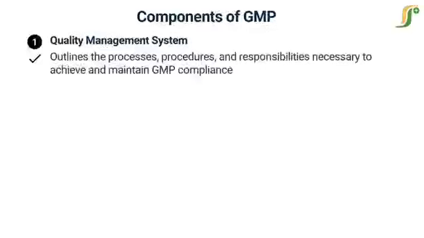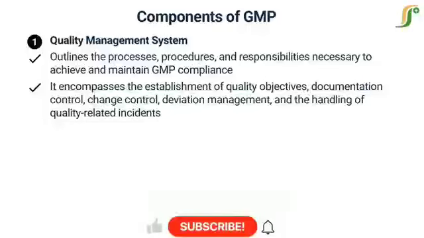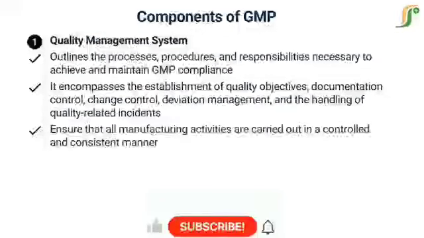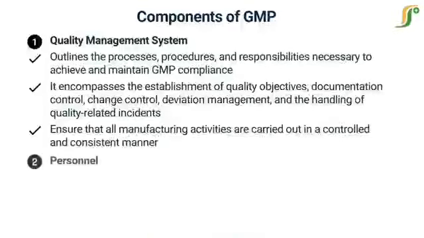The Quality Management System is a comprehensive framework that outlines the processes, procedures, and responsibilities necessary to achieve and maintain GMP compliance. It encompasses the establishment of quality objectives, documentation control, change control, deviation management, and the handling of quality-related incidents. The QMS provides a systematic approach to ensure that all manufacturing activities are carried out in a controlled and consistent manner. The second component is Personnel.